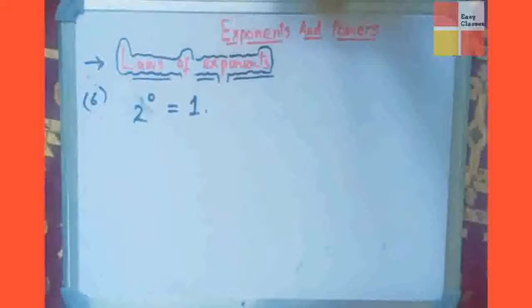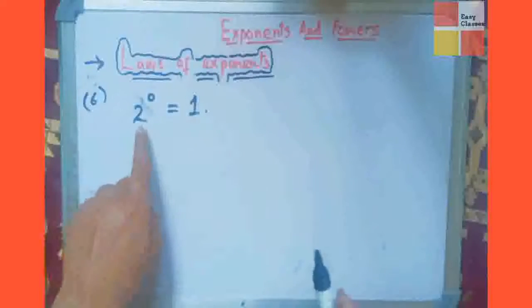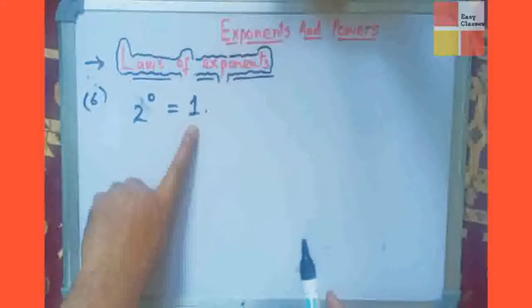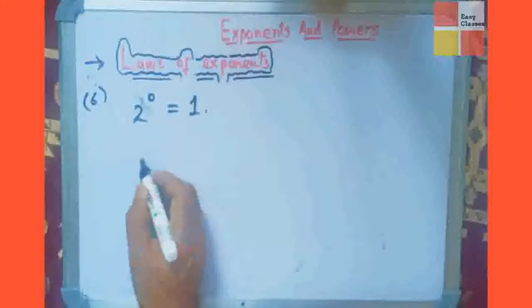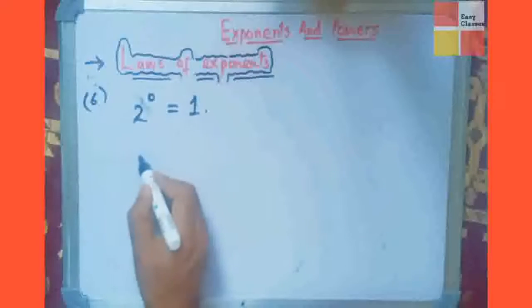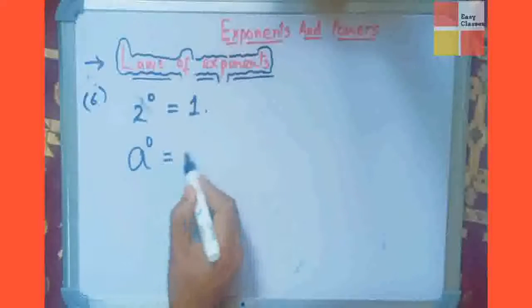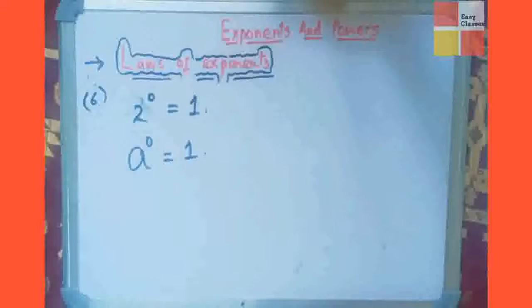Now the next law. Any number, any integer, when it is raised to power 0, that is equal to 1. Okay, that we discussed in the previous video lecture, how it is possible, right? So we can put this in general terms: a raised to power 0 is equal to 1, right?